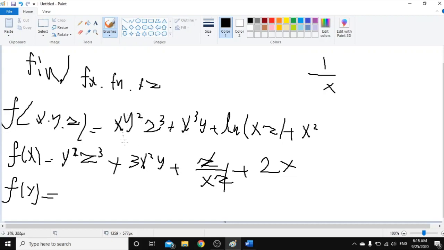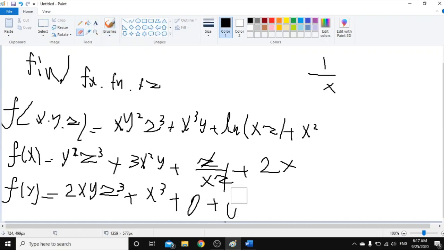We need to deal with y. So the derivative of y squared is 2y. So 2 times x times y times z cubed, plus the derivative of y is 1, so x cubed is left, plus inside the ln there is no y, so it's 0, and plus x squared is also 0, so this is the final answer.